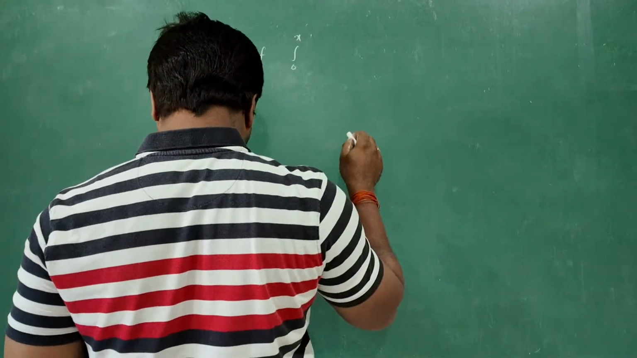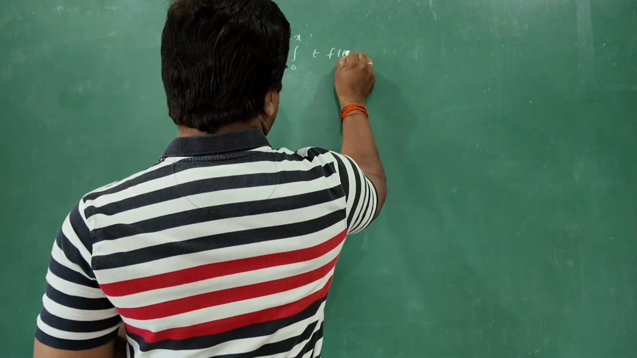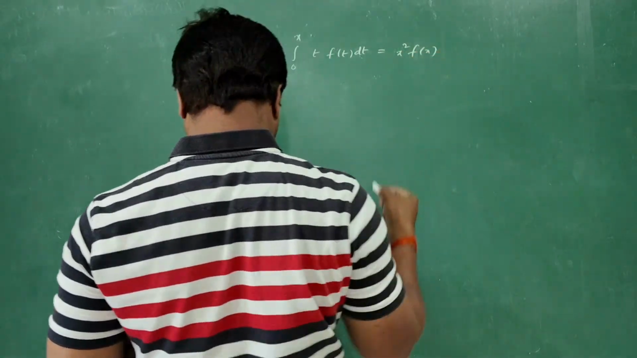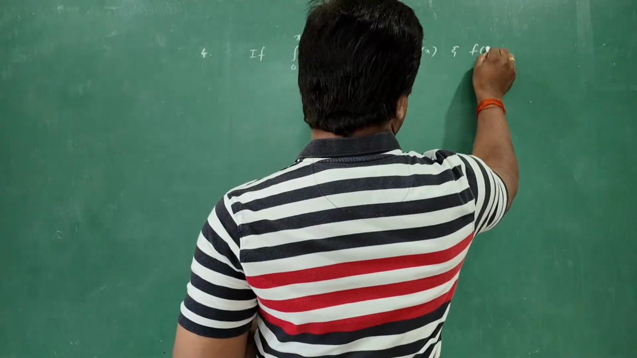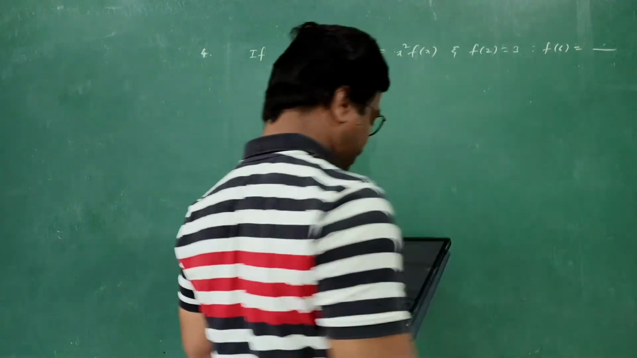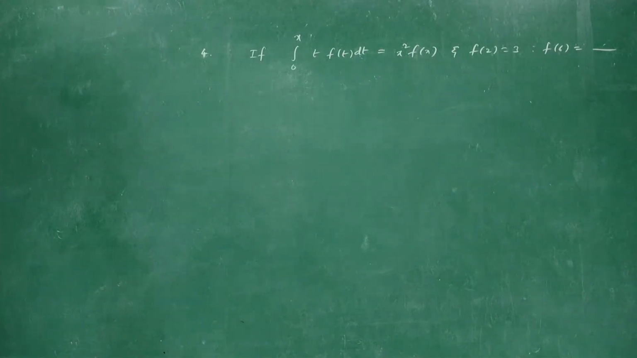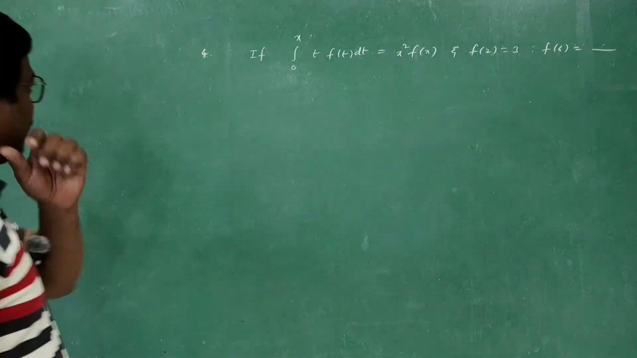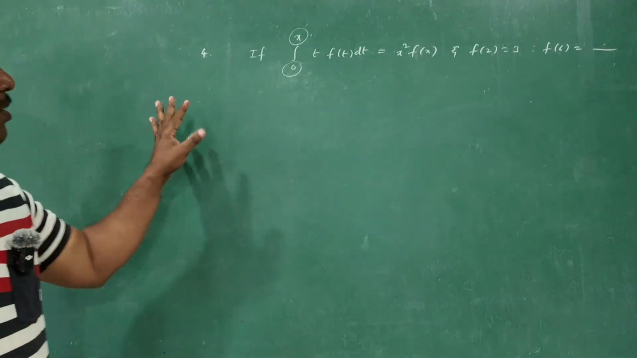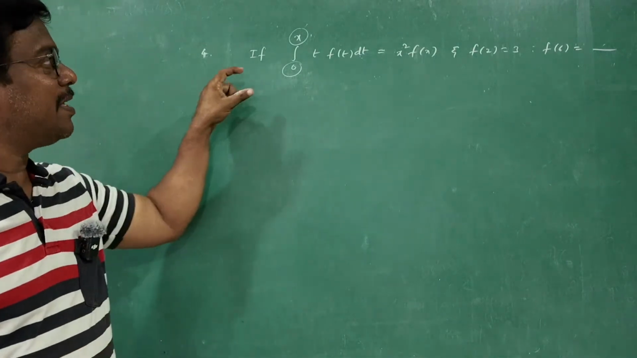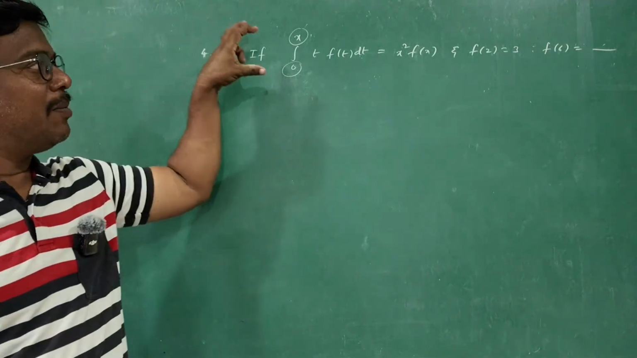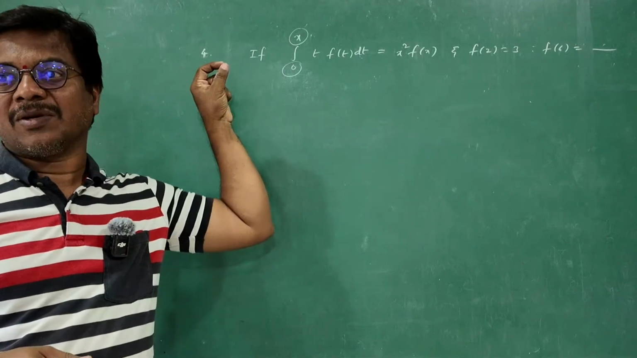Suppose the integral from 0 to x of t into f of t dt is equal to x squared times f of x, and given that f of 2 is 3, then you need to find the value of f of 6. If the question is from definite integrals and has limits in terms of x, then you can solve the problem by applying the Leibniz rule, remember.